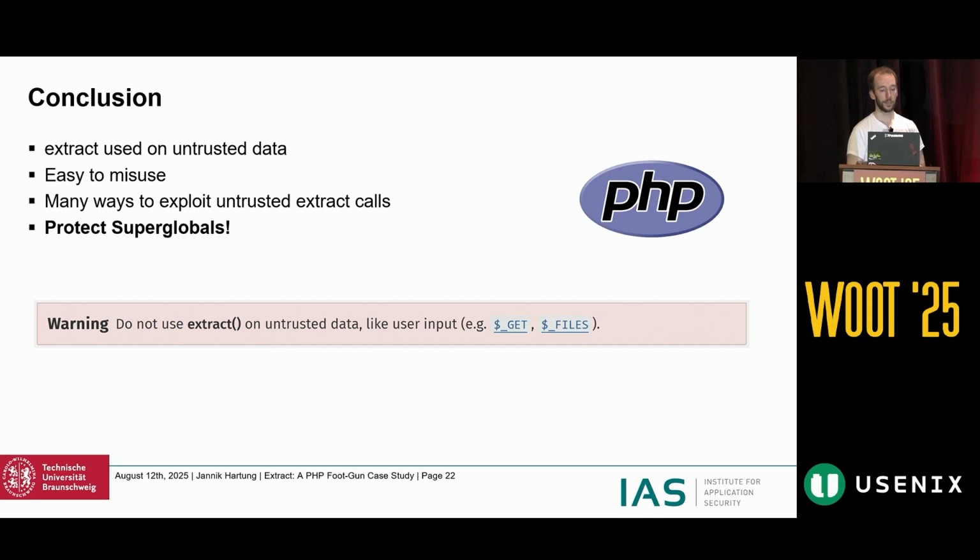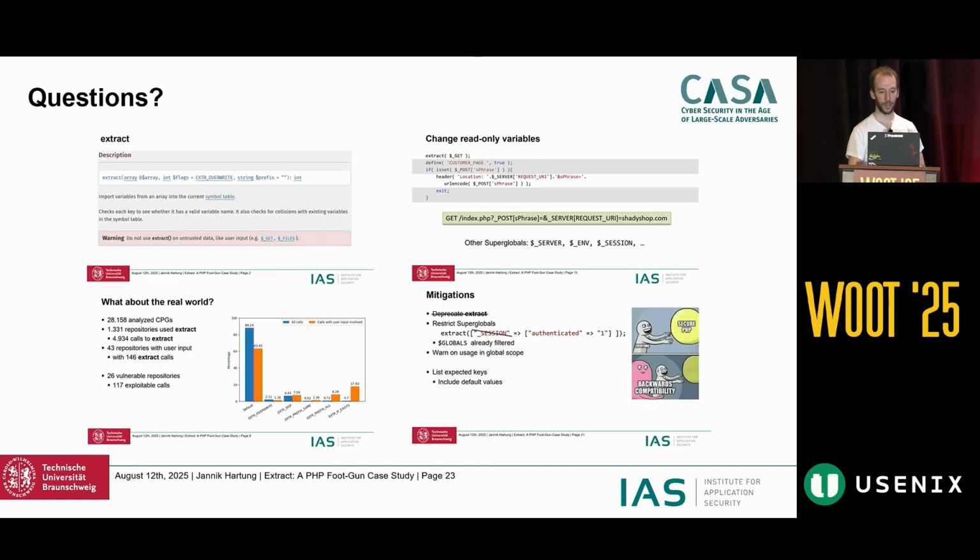And the most important message from this one is that the super globals are really easy to exploit, and they should be protected in a more intensive fashion to actually protect users from not reading the documentation and still be safe. And with this, I'm done and happy to have any questions.